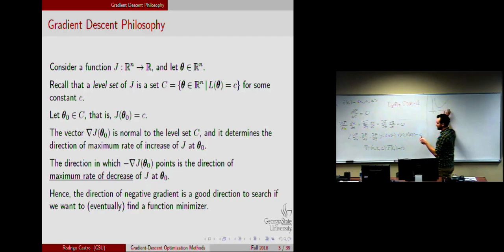Okay. So we're going to use this idea in order to develop an algorithm to look for a minimizer or a maximizer, but in this case, minimizer. So let me hold on to that thought. Suppose that you have level curves, something like this. Oh yeah, so suppose that this is a minimum, and that the gradient points in this direction. The negative of the gradient points in the direction of maximum rate of decrease.